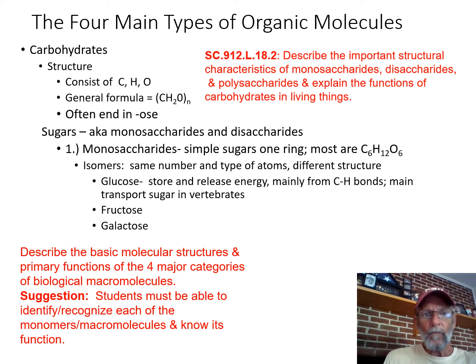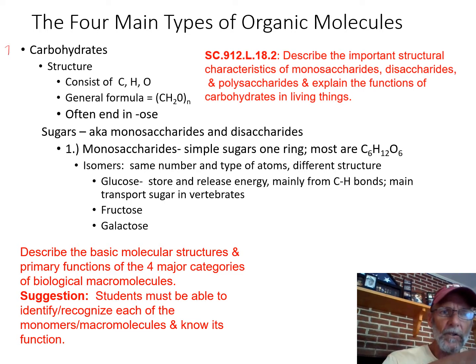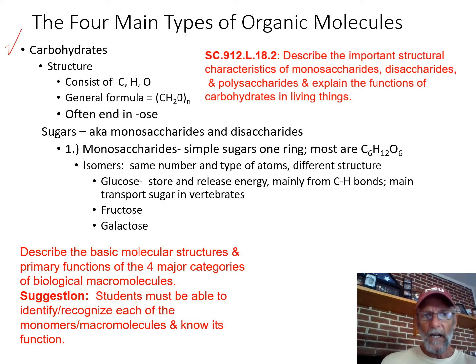So now we get to the four main types of organic molecules. One of them is carbohydrates. That's what we're going to start with. As we already said, there's four main kinds, but we're only going to really focus on three of them. We're just going to touch on nucleic acids a little bit, and later we're going to get into them in a lot more detail. So what do they want you to be able to do?